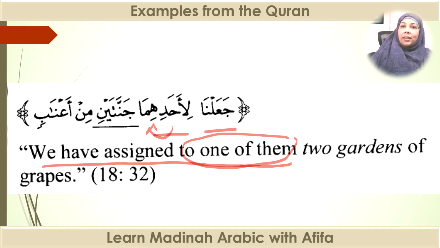Okay, jannataini, it refers to two gardens. Okay, so it is the object of this verb ja'ala. We have assigned to one of them two gardens. So here the two gardens is the object, which is why it's mansoob, and that's why it has the ya ending here. Jannataini, two gardens. Min a'nab. So min is a preposition to mean of grapes. A'nab, it's the plural to mean grapes.